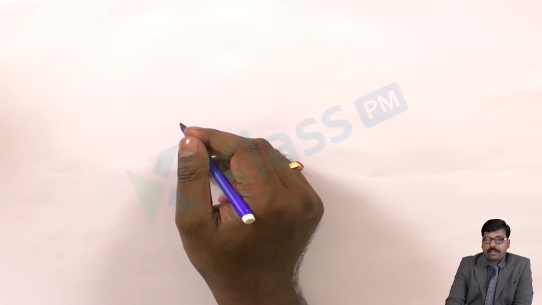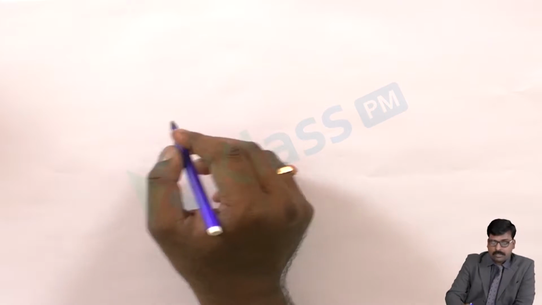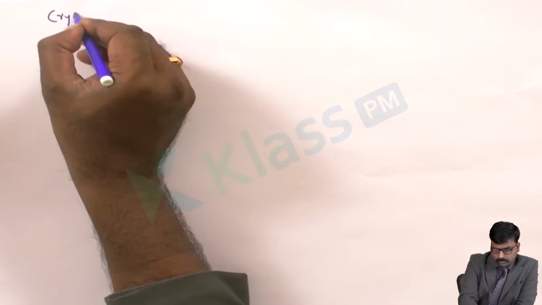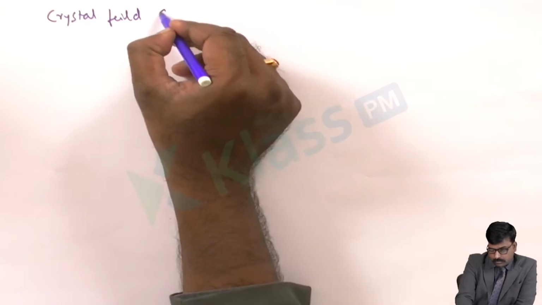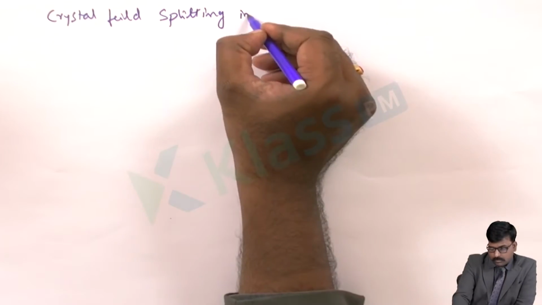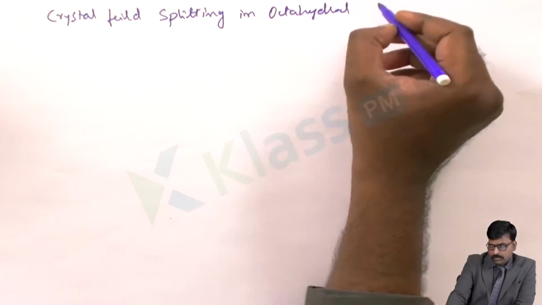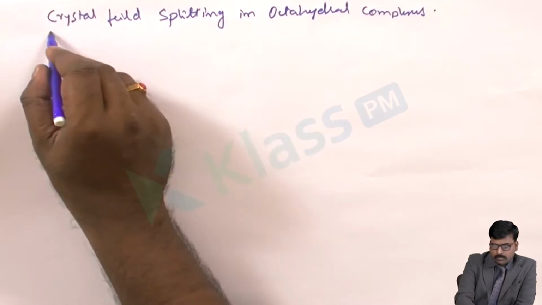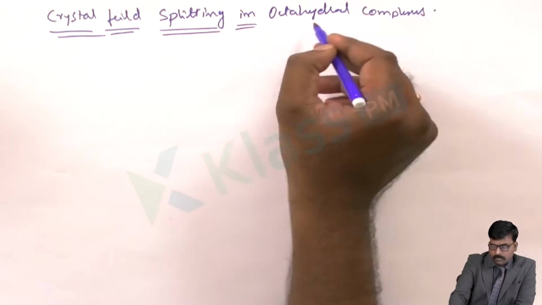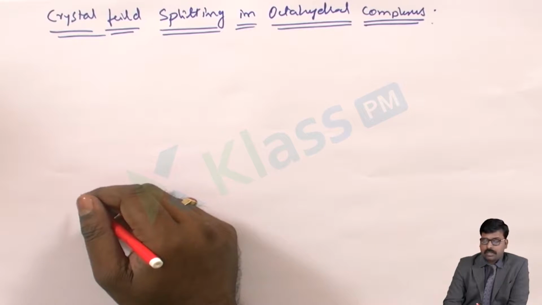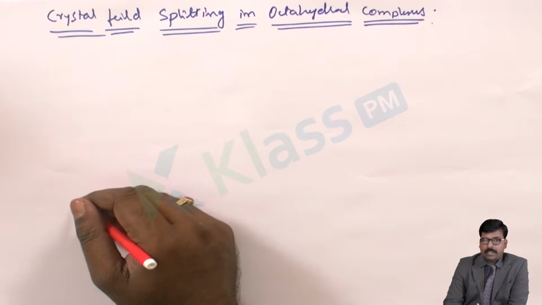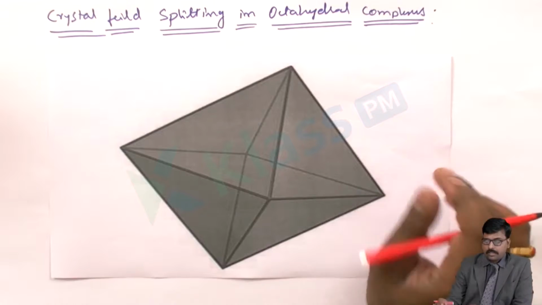The crystal field splitting in octahedral complexes. Before going for the octahedral splitting, let's see how the octahedral structure will look. This is the octahedral structure.